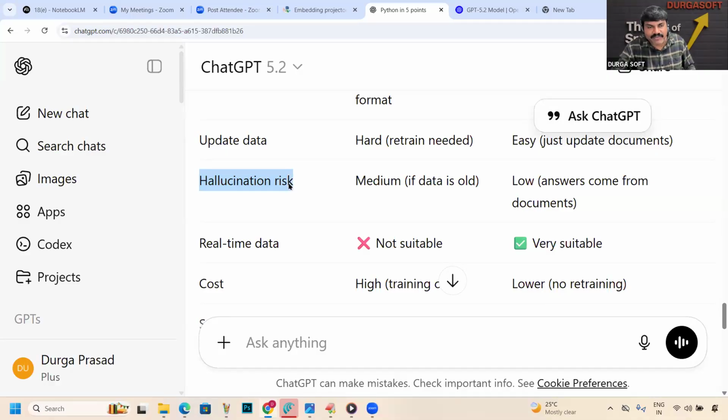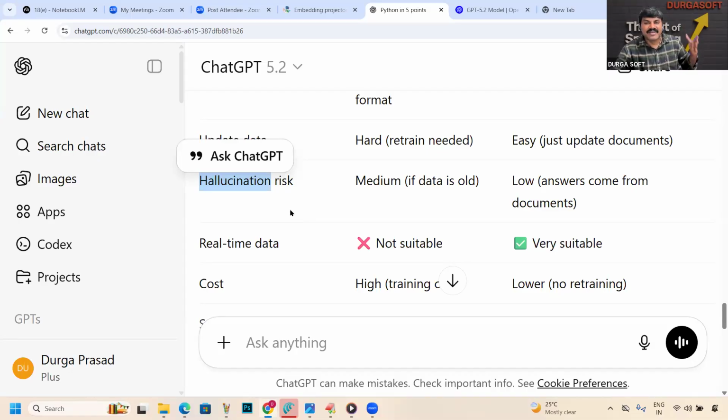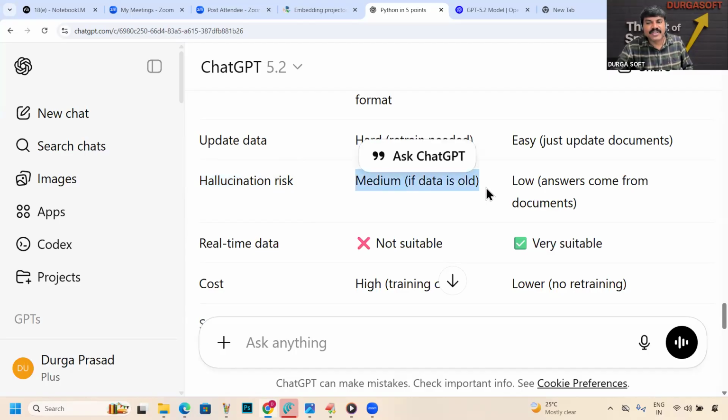Next, hallucination risk. What is the meaning of hallucination? You know, right? The most common word. Remember this. Hallucination means telling wrong answers very confidently. Here it is medium if the data is old, but here it is low, because answers are coming from our own documents. So that's why hallucination is very low.